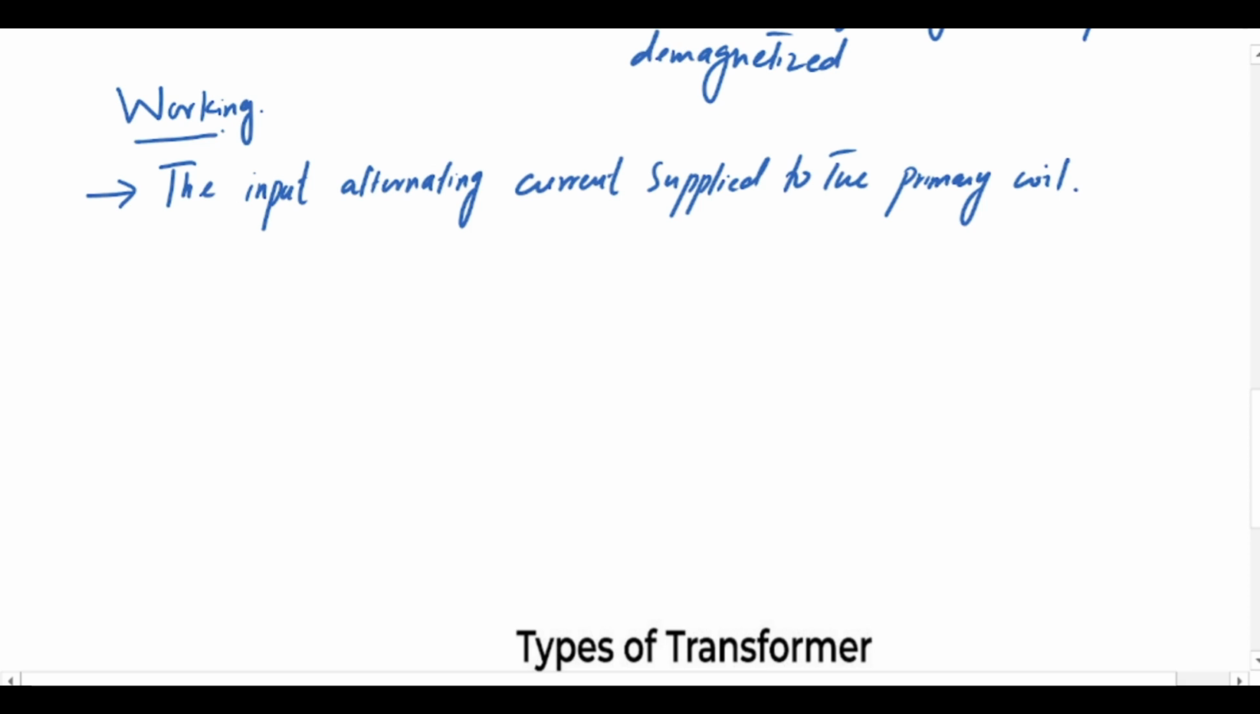कि सबसे पहले हमने इनपुट किसको देनी है? प्राइमरी कॉइल को. From the power source. So the input alternating current supplied to the primary coil from the power source. कि सबसे पहले तो हम वहां से इनपुट अप्लाई करेंगे टू प्राइमरी कॉइल को.